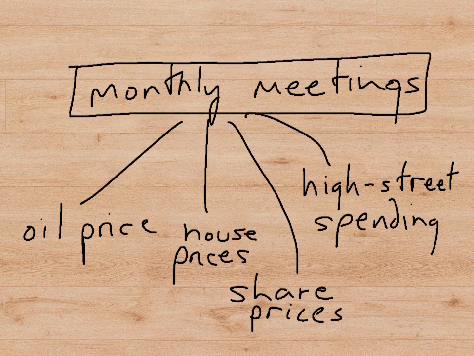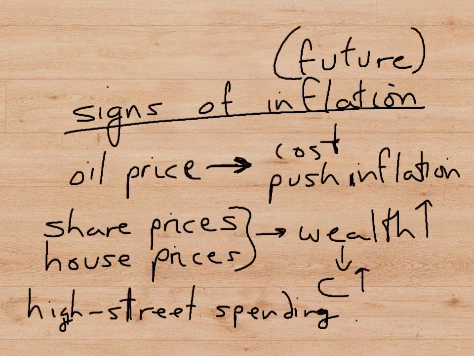Now, they have monthly meetings, and in these meetings, they look at some data from the economy, such as, for example, the oil price. Oil prices are very important in determining the cost of production. They also look at house prices and how fast they're going up. They look at share prices, and they look at high street spending, among other data. But these 4 pieces of data are particularly important because they are the signs of future inflation in the economy.